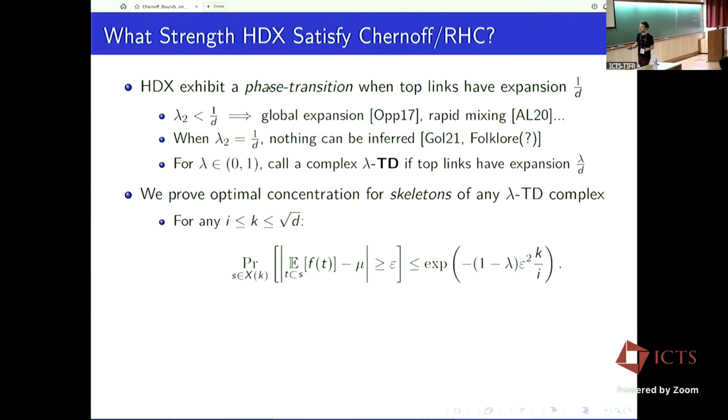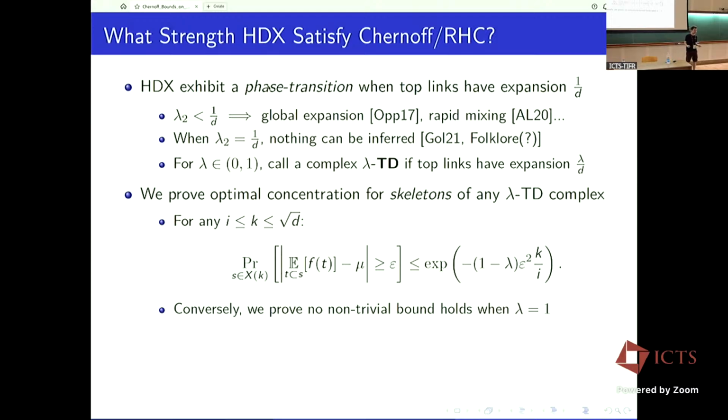So in particular, for any K that's less than or equal to the square root of D, if I look at square root D degrees down the complex, I'll recover something like 1 minus lambda, maybe it should be root of 1 minus lambda, epsilon squared K over I. So this becomes trivial as lambda goes to 1. And again, this is necessary.